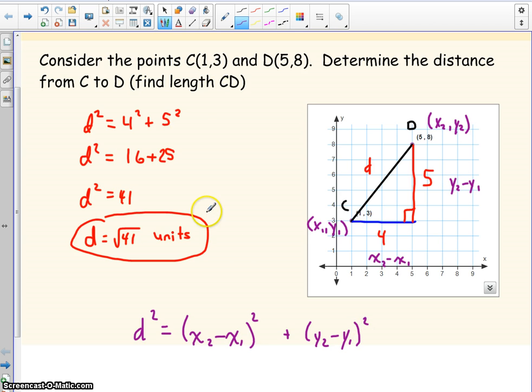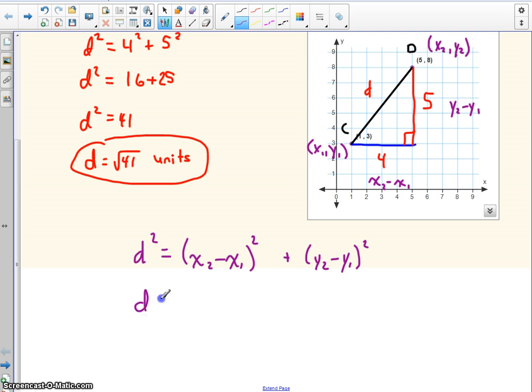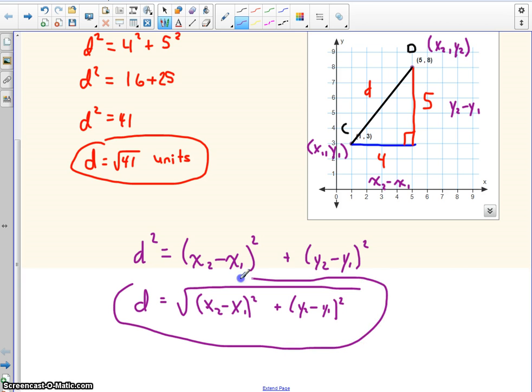No matter what the points are, and I gave you C and D up here so you knew what x and y were for each point, as long as I know their x and y values, I can in theory solve for their distance. Because once I have this, my distance would be equal to the square root of both sides of the equation. So I have the square root of (x2 minus x1) all squared plus (y2 minus y1) all squared. And what this is right here is a formula to find the distance between any 2 points. It's formally called the distance formula.